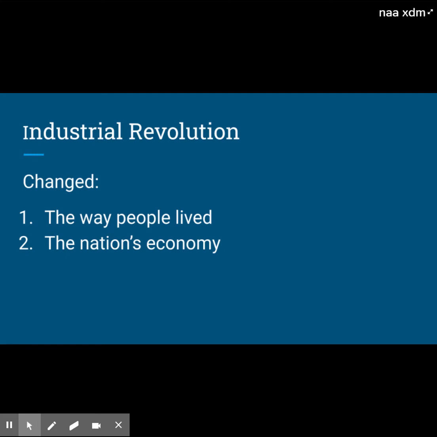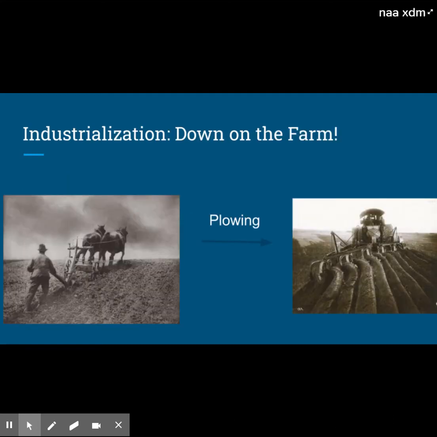agricultural products. All right, so I want to talk to you about how farming changed so that you can appreciate the difference that mechanization made. So again, mechanization is doing things by machine that used to be done by hand. So I'm going to take you through a year on the farm in terms of growing wheat and what that process might look like, okay?